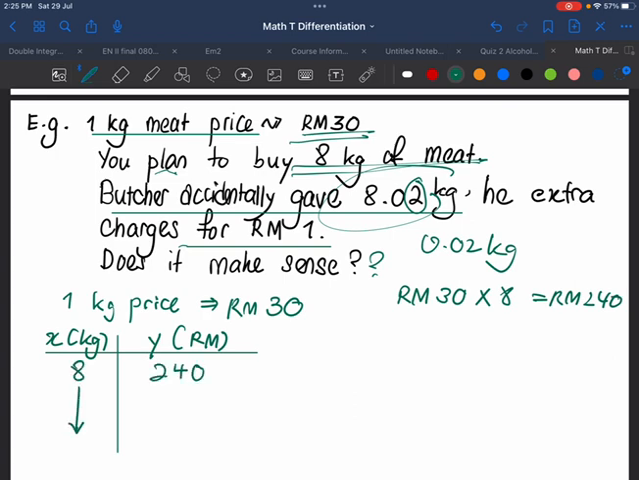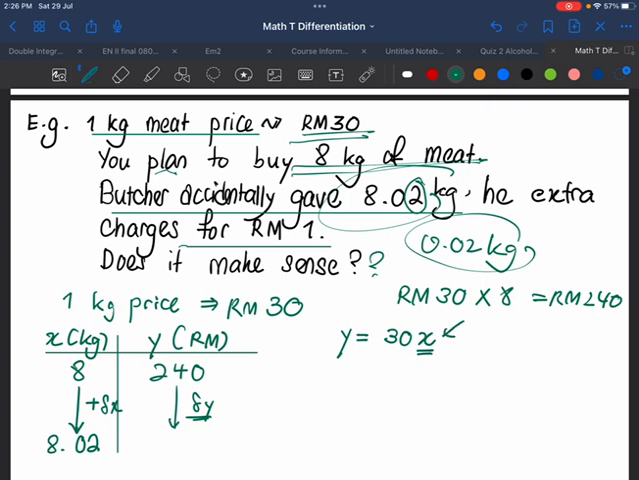Now he accidentally adds del x. Your del x is actually 0.02 kg, so we will get 8.02 kg since del x equals 0.02. And now what is the del y? It's supposed to be how? So let's do the solution in application, we know that y now is equal to 30x.